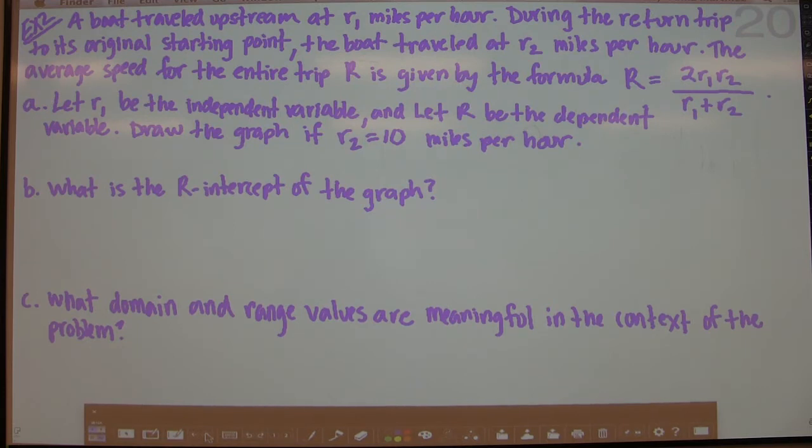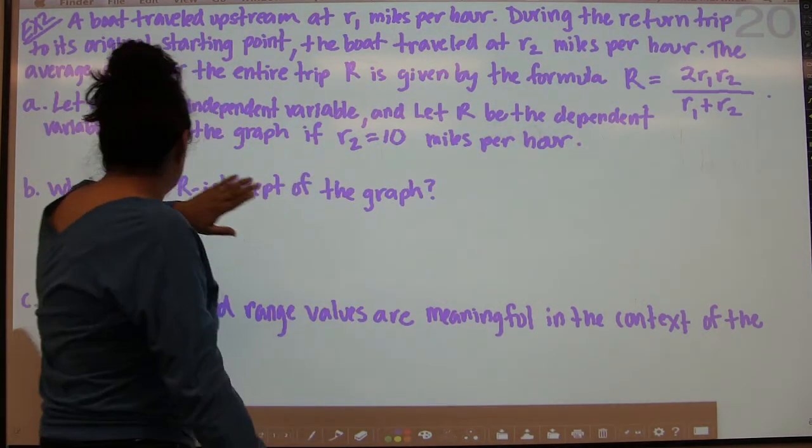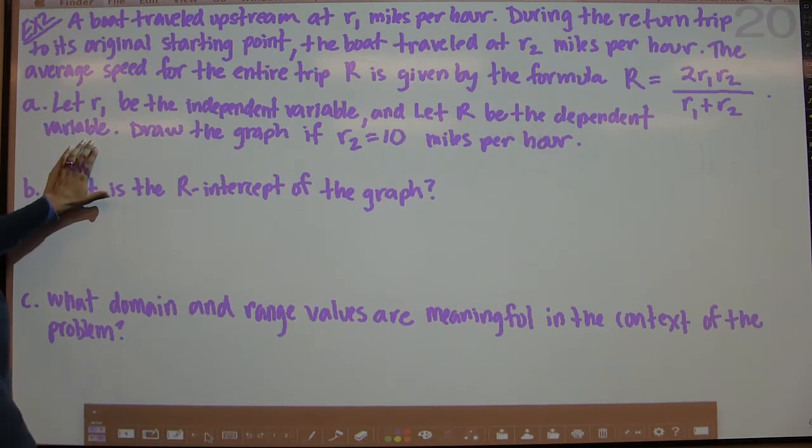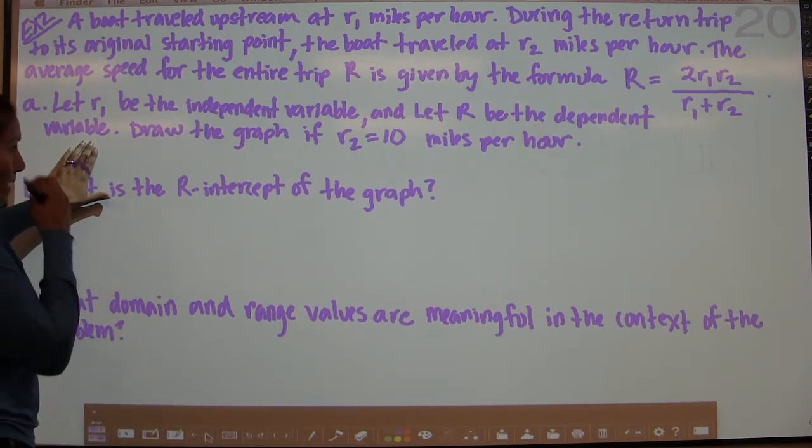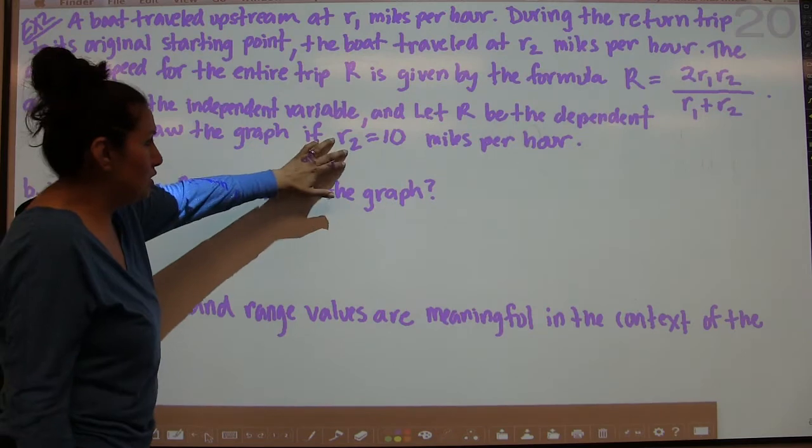The average speed for the entire trip, r, is given by the formula capital R equals 2 times little r sub 1, little r sub 2, divided by little r sub 1 plus little r sub 2. So, it says in part A, let little r sub 1 be the independent variable. Basically, that means treat little r sub 1 like it was x. And let capital R be the dependent variable, which basically means treat capital R like it was y. Draw the graph if r sub 2 equals 10.